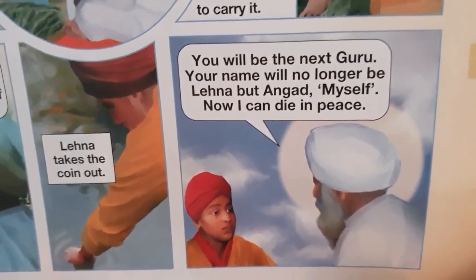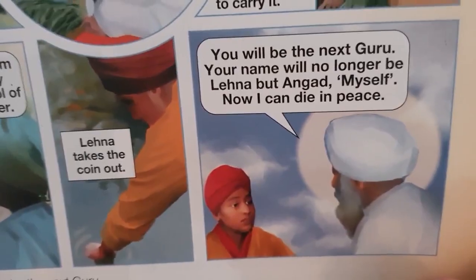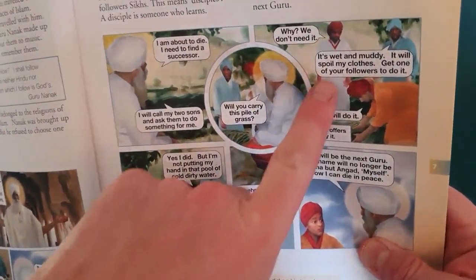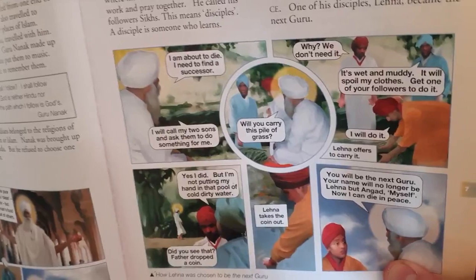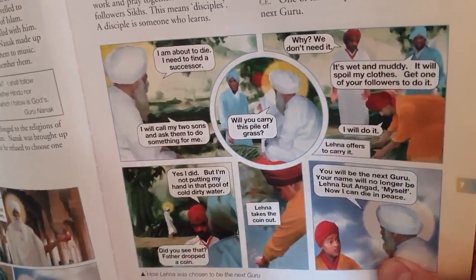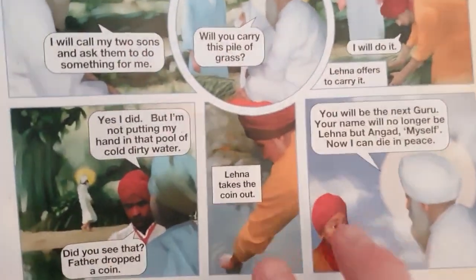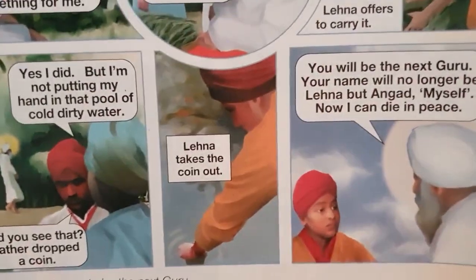Your name will no longer be Lena, but Angad, myself. Now I can die in peace. And then he died. So again, the lesson there is that Guru Nanak wasn't happy letting his sons carry on being the main person of the religion, the main religious leader. He actually looked for someone who exhibited and showed goodness in their life and was willing to chip in and do the right thing.